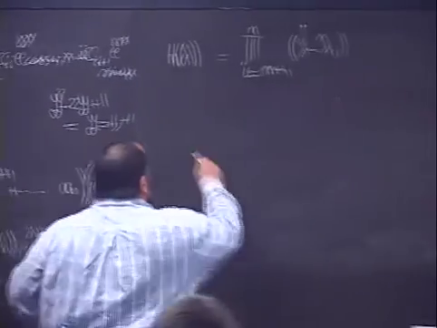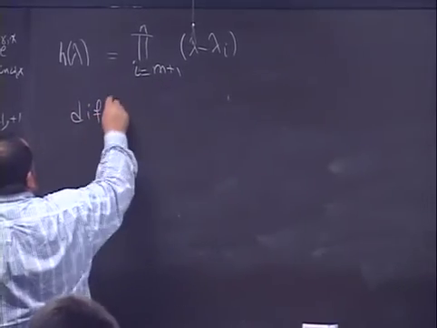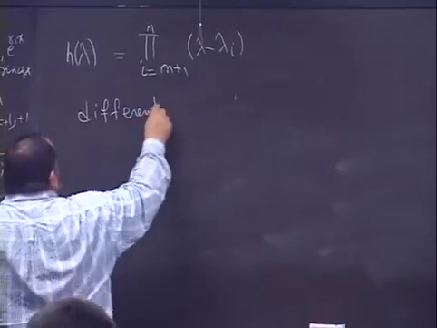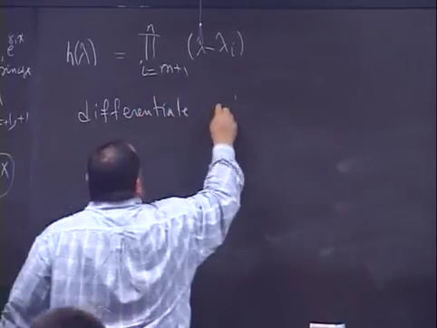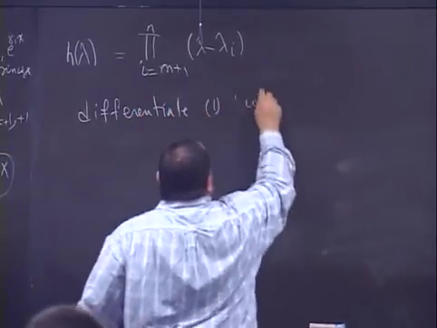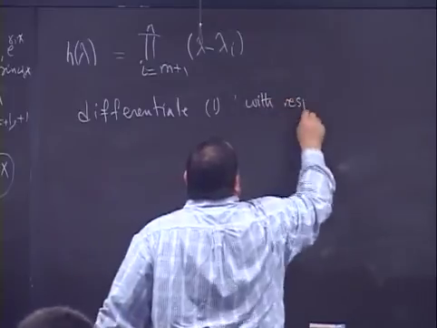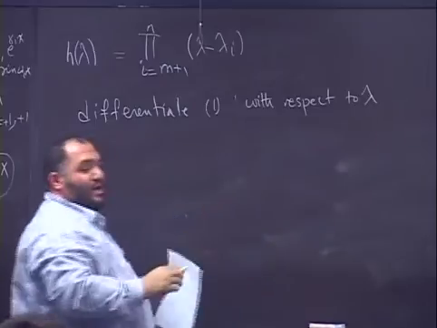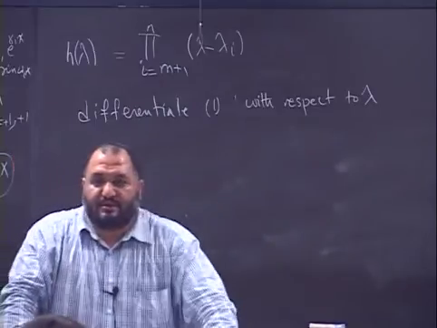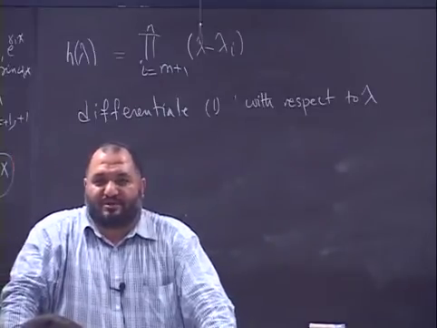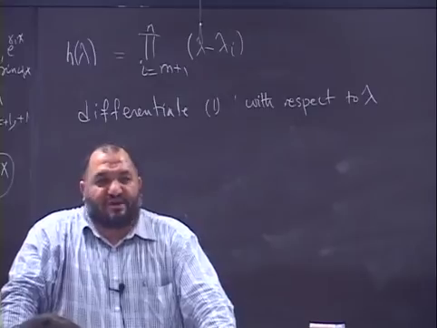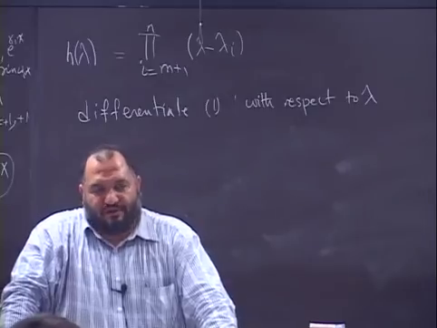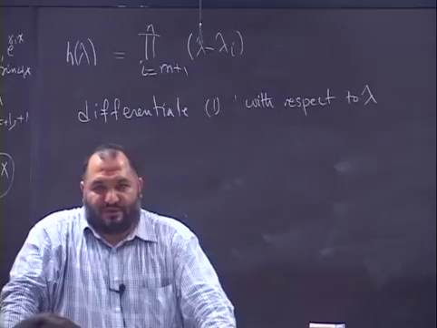with respect to lambda. So differentiate equation 1 with respect to lambda. Why are we doing this? Can somebody tell me why we are doing this? We have 3 multiple roots out of 10. Why are we doing this?